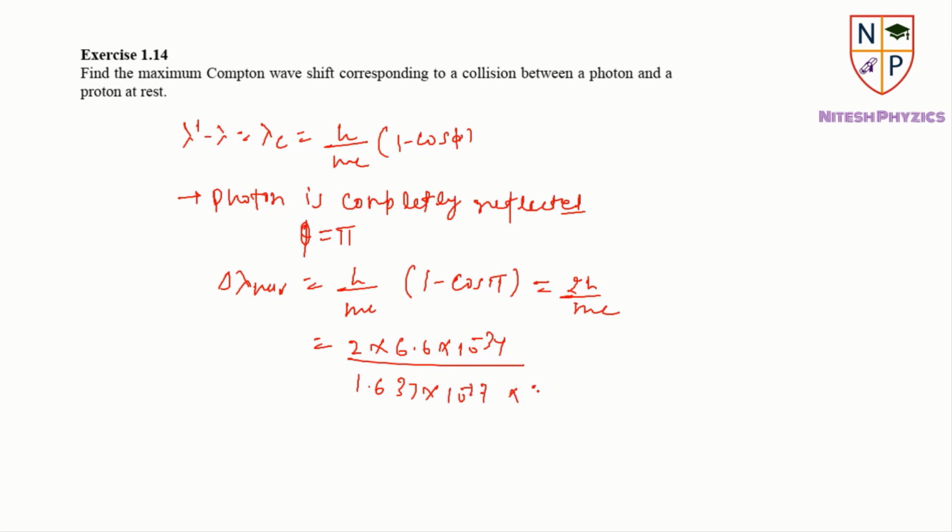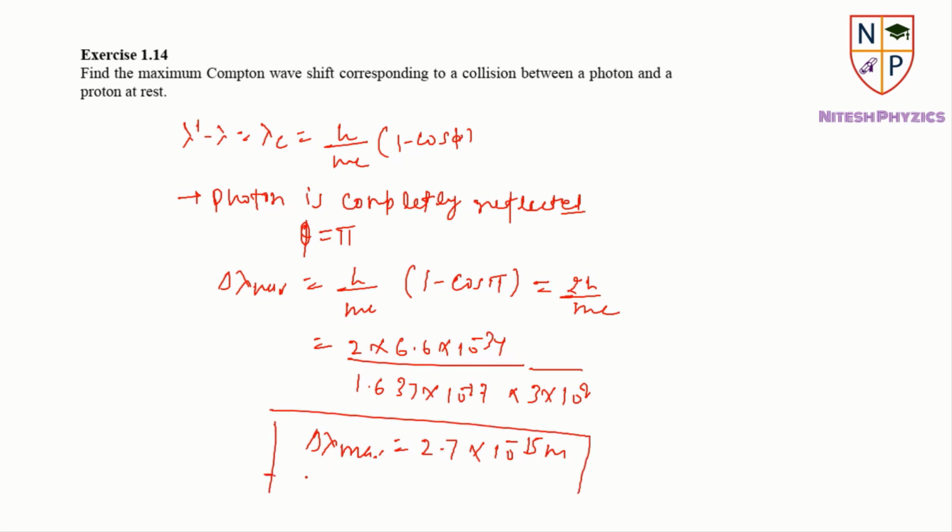Okay, and the value of c is 3 into 10 power 8 meter per second. After solving, you will get that the value of delta lambda max will be 2.7 into 10 power minus 15 meter. Okay, 2.7 into 10 power minus 15 meter. Now this is the required answer.